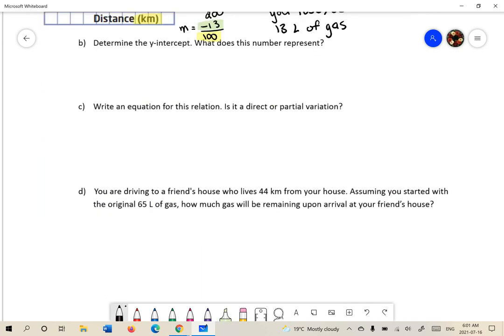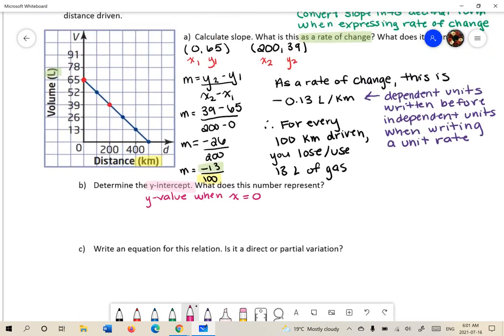Determine the y-intercept. Remember that your y-intercept is your y value when x is equal to 0. And we can just read that value here on the graph. So our relation intersects with the y-axis right here. So when x is equal to 0, y is equal to 65. b is equal to 65. Our y-intercept, b, is 65.